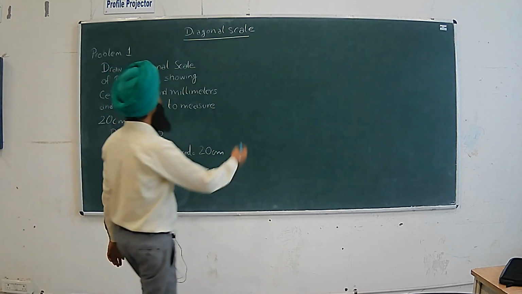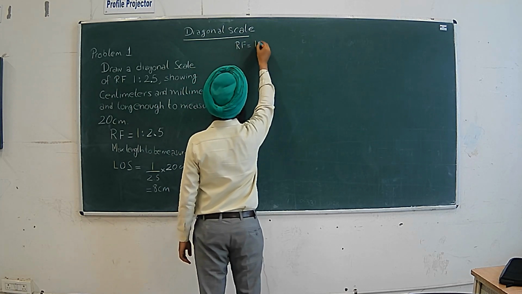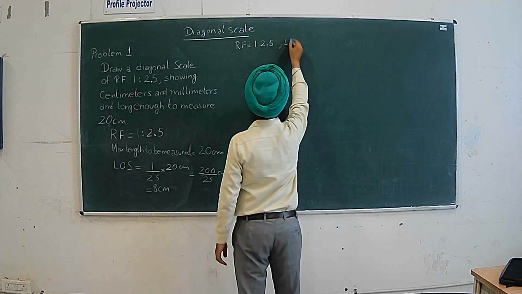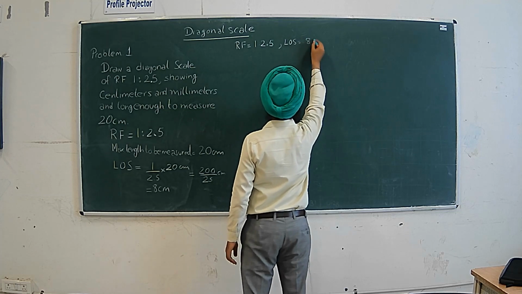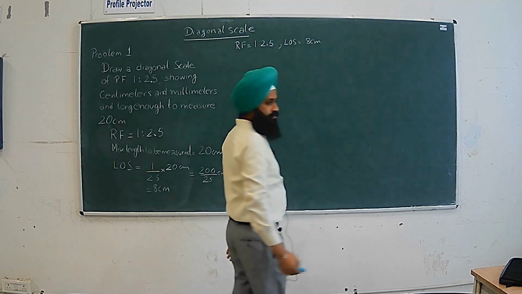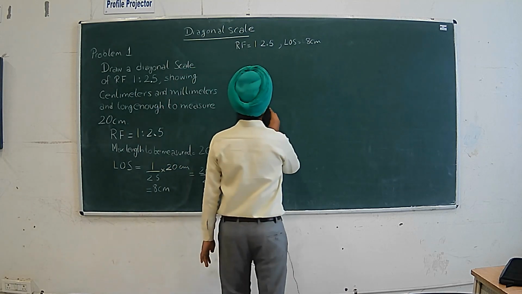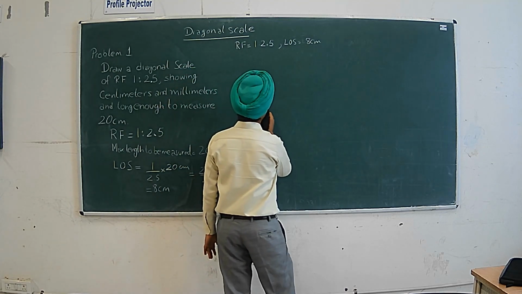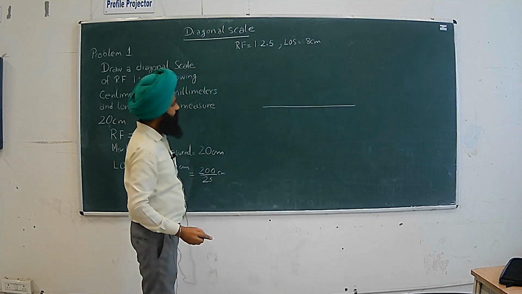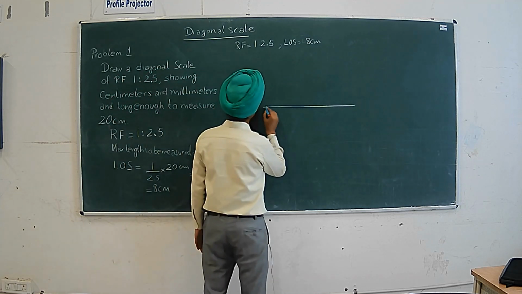So our diagonal scale is of RF 1 is to 2.5 given, LOS is equal to 8 centimeter. Now we will draw the diagonal scale. So first of all, we will draw a line 8 centimeter long. Okay, so this line is 8 centimeter long.